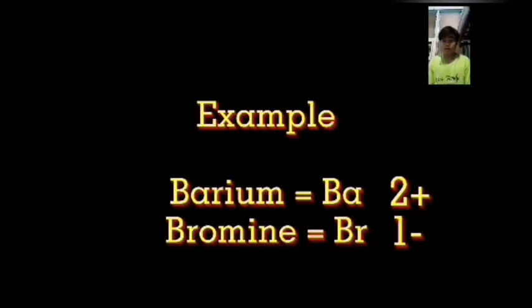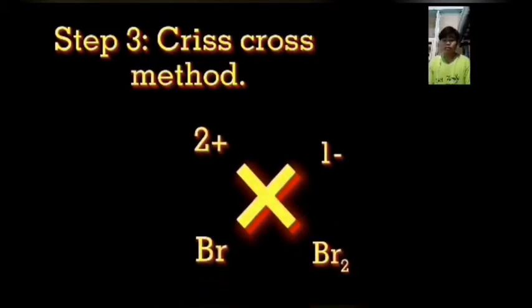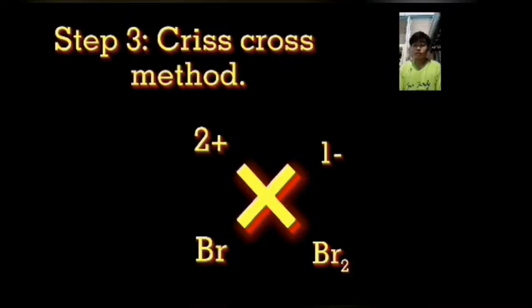In order for you to combine these two, you just need to use the crisscross method, wherein you're going to put the two positive charge in Br, making it Br sub 2 and Ba sub 1. In other terms, you're just going to say it Ba, and combine them, you're going to have BaBr sub 2 or barium bromide.